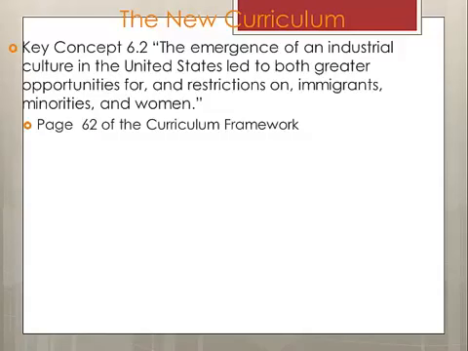All right, let's start off looking at 6.2. It says the emergence of an industrial culture in the United States led to both greater opportunities for and restrictions on immigrants, minorities, and women. And that's from page 62 of the curricular framework. If you're not familiar with it, please click on the link in the description below and download it. It will help you out greatly this year.